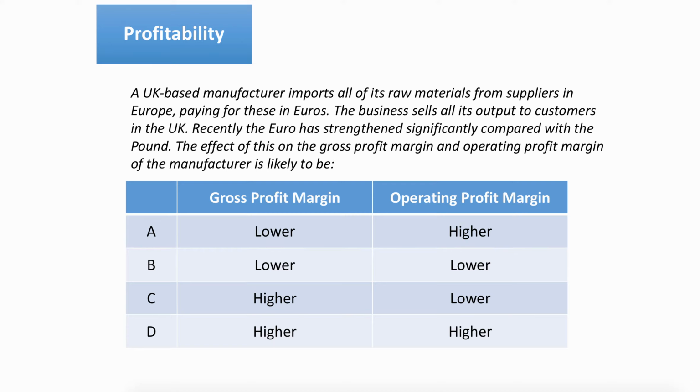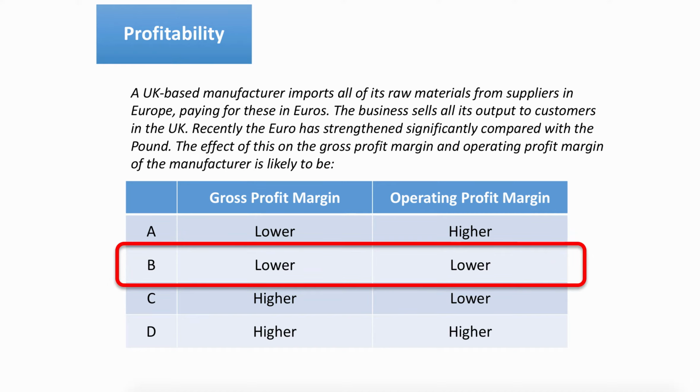Let's take a look. Well, the key here is the change that's happening in the exchange rate. We know that this manufacturer is buying its supplies from Europe, paying in euros. The euro has strengthened, which means that the pound has got weaker. So when the pound gets weaker, imports become more expensive. Exports, if they were exporting, would be more competitive. But imports become more expensive, and therefore, if your import cost, your cost of sales is higher, your gross profit margin will be lower. And similarly, don't forget with gross profit, if the gross profit falls, the operating profit will also fall unless you can make savings in overheads. So your operating profit margin will also fall.